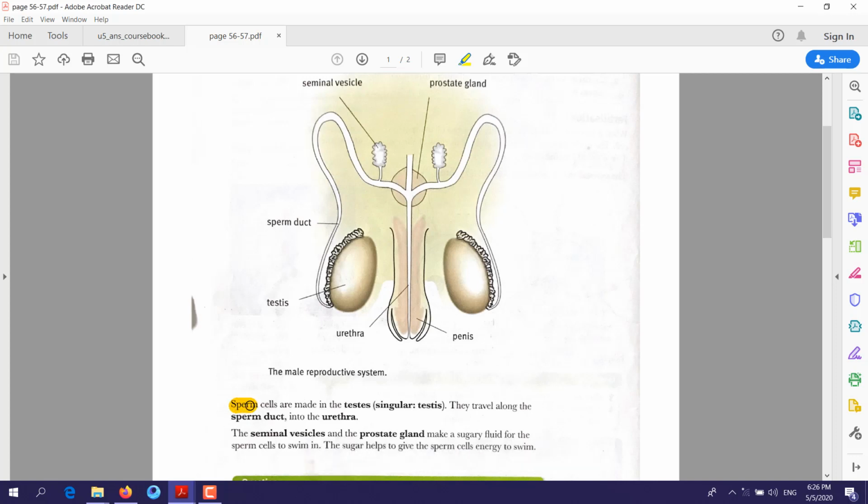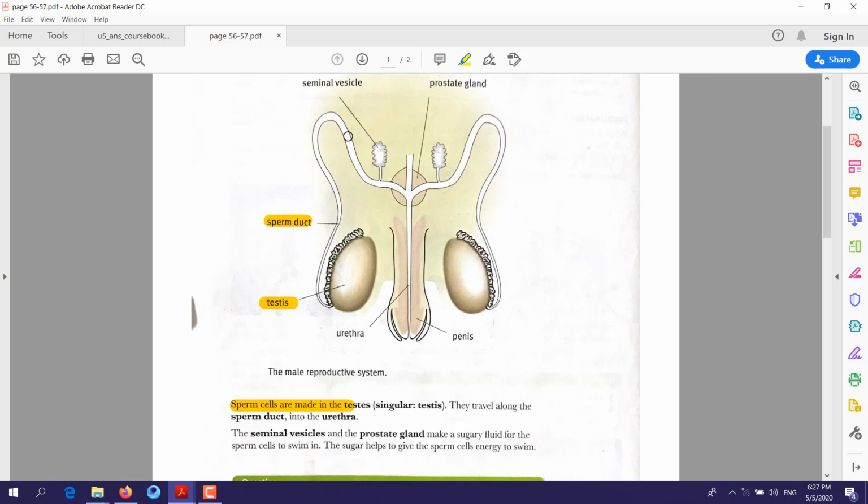Now, sperm cells are made in the testes. Okay, singular, testis. Here is where the sperm will be produced. As you can see, all of this organ is a testis. After that, we have this tube. The sperm will travel along this tube. This tube we call the sperm duct.